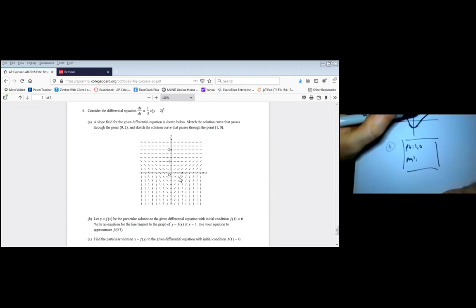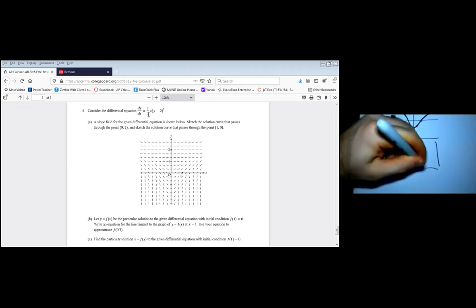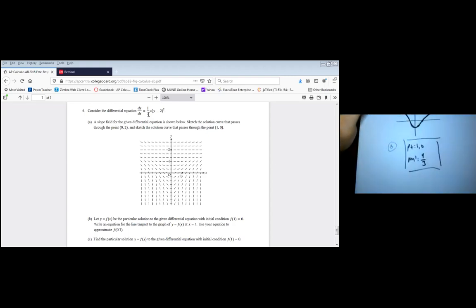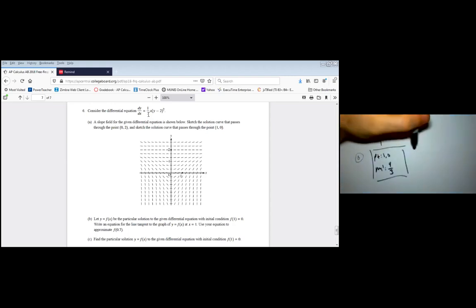So if we put 1, 0 into dy/dx, that's a third times, what do we get over here? That's 0 minus 2, which is -2, squared is 4. That's 4 times a third. I'm getting 4/3 for my slope. And then this would be y minus 0 is equal to 4/3 times x minus 1. And they ask you to use that equation to approximate 0.7.